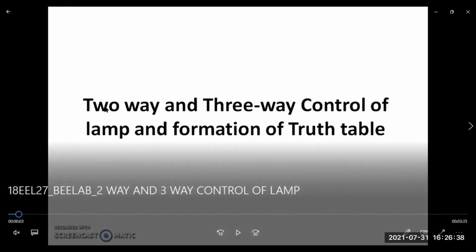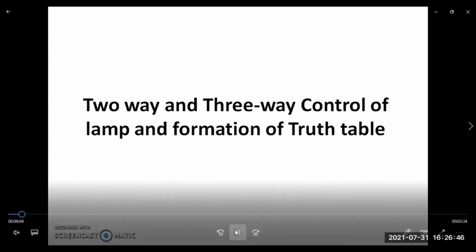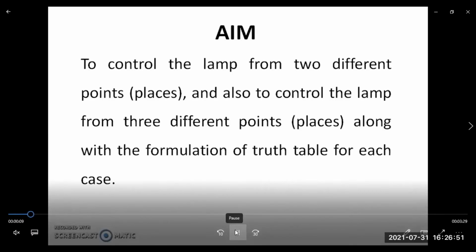Let us study how to perform two-way and three-way control of lamp and how to form the truth table. So that is the ultimate goal of the experiment. Now let us see how to conduct the experiment. What is the major goal of the experiment?